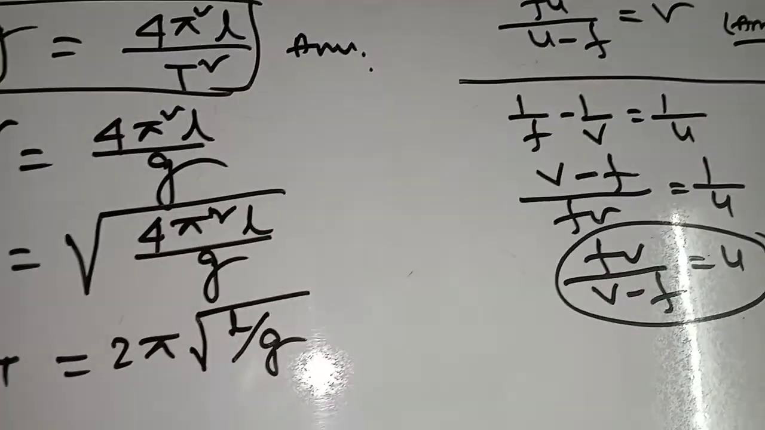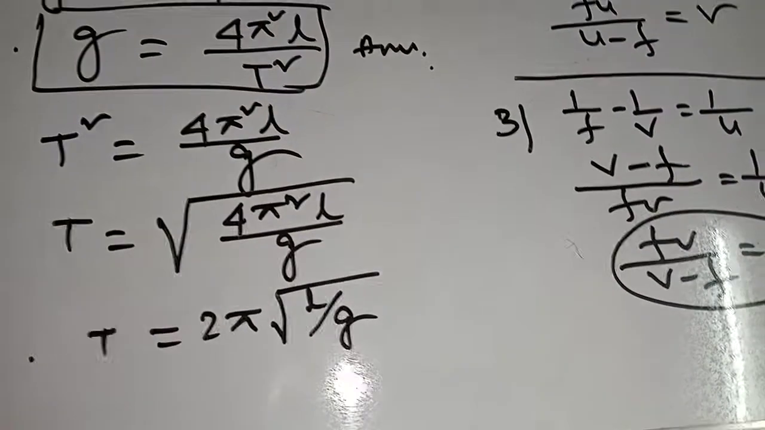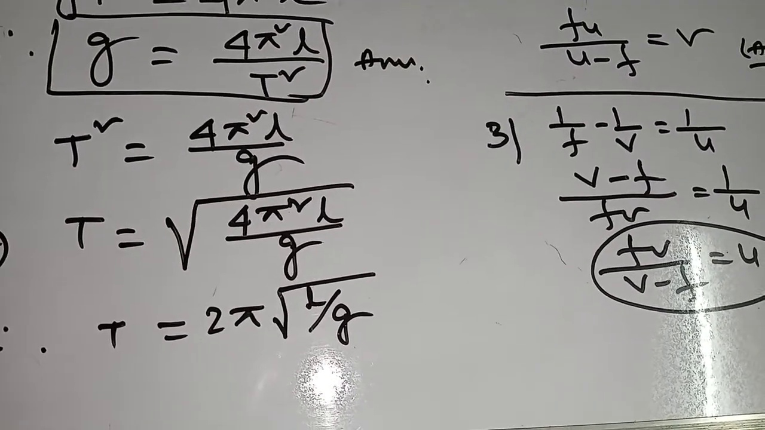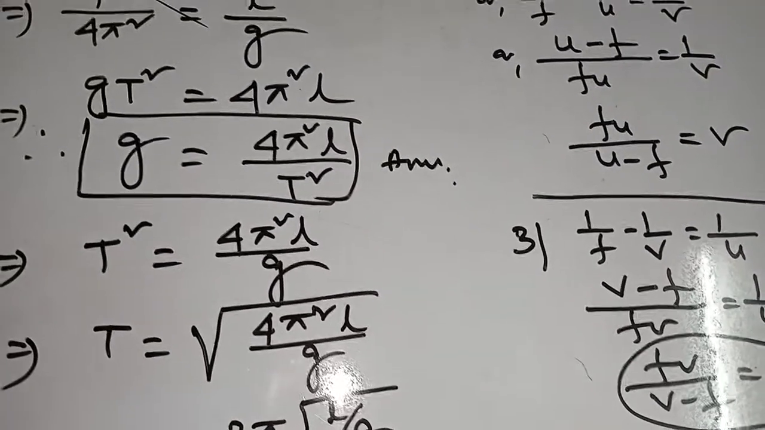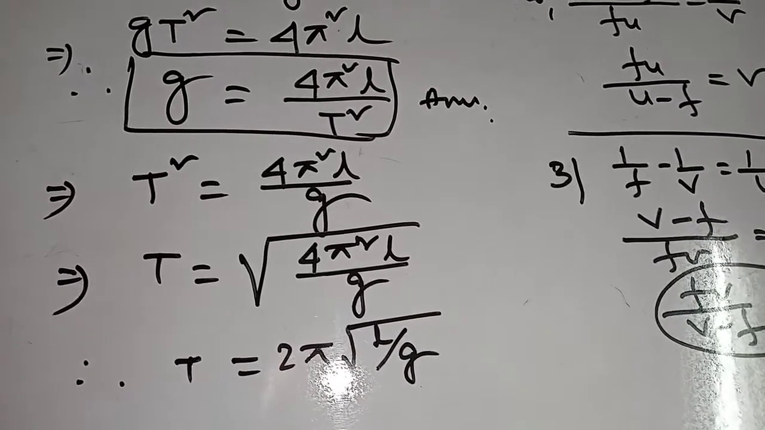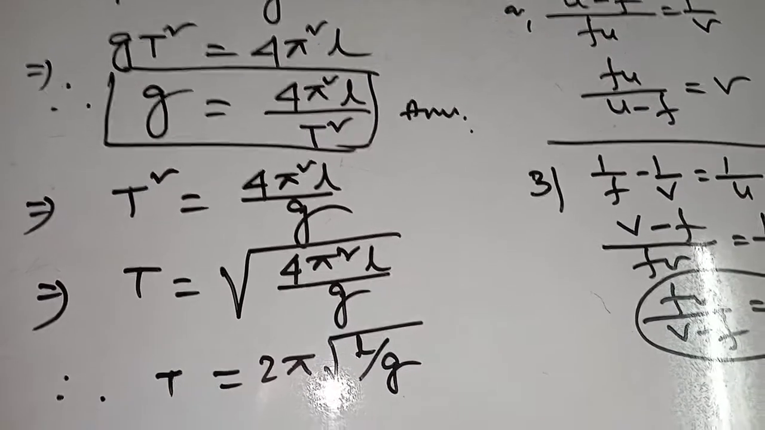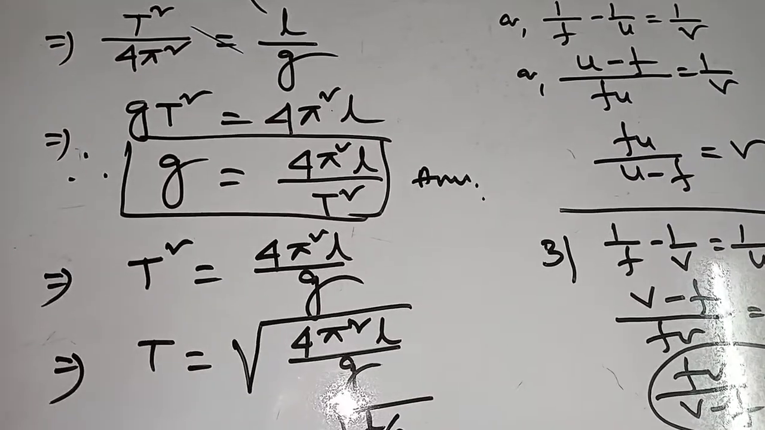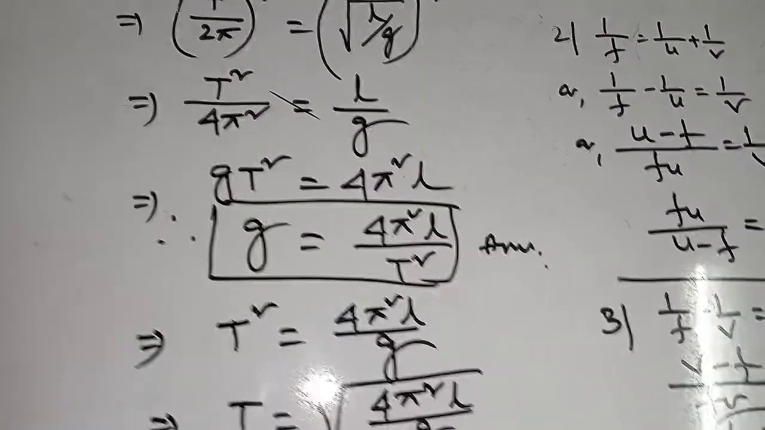Okay. Like this way, this is another method, that means this is third number, if we find U as the subject. Whichever one you make the subject, it is only calculation. Only LCM and calculation, and you get the result.